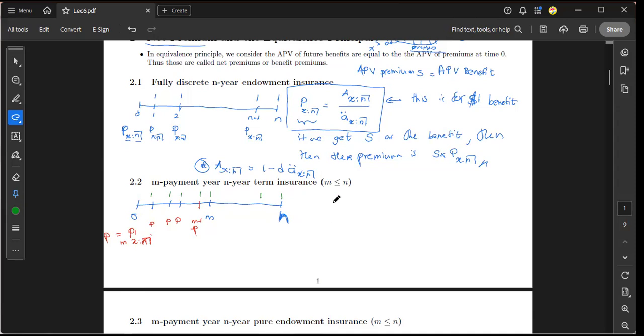So then to calculate the premium of a person who is at age X, who has coverage for N years, and the premium is only paid for the first M years. The benefit is a term life of N years, and the premium is a temporary life annuity due for M years. So that's how we get it.